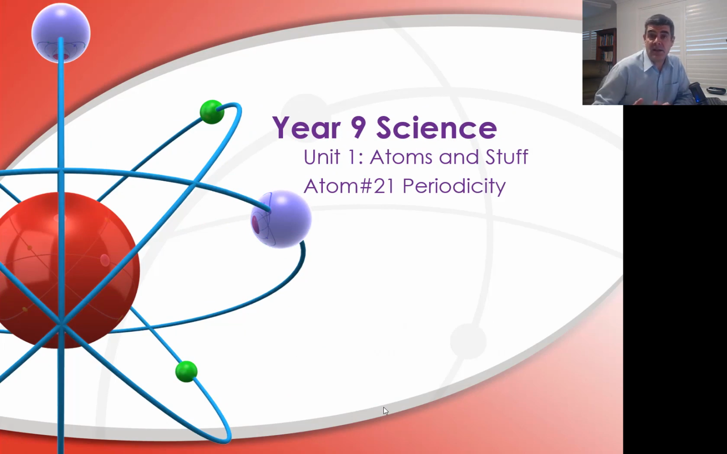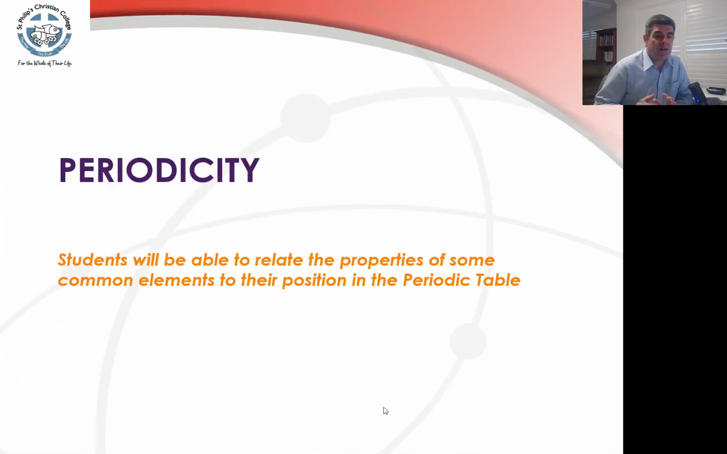This is getting to the end of our look at chemistry and also the periodic table. So what we want to do today is just to have a little bit of a zero in on periodicity to follow up from the work that you were doing yesterday. This particular video sits into the area of where you can relate the properties of some common elements to their position in the periodic table.